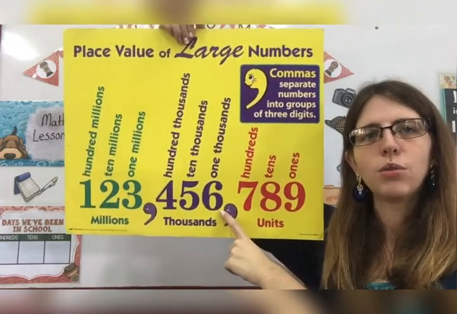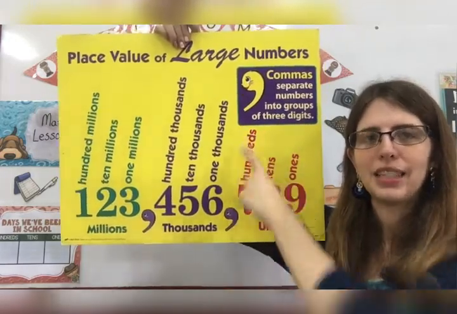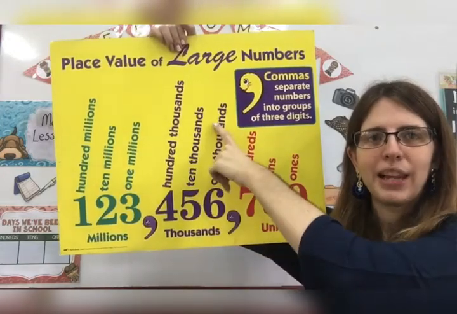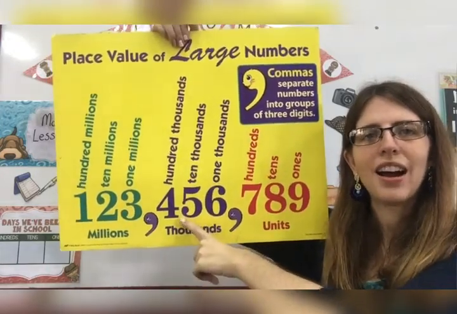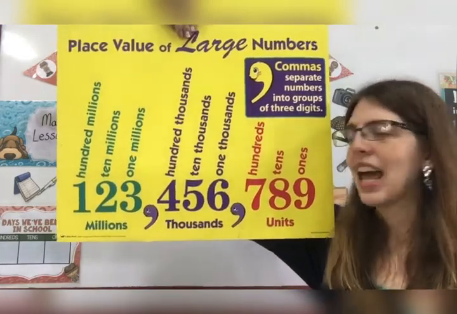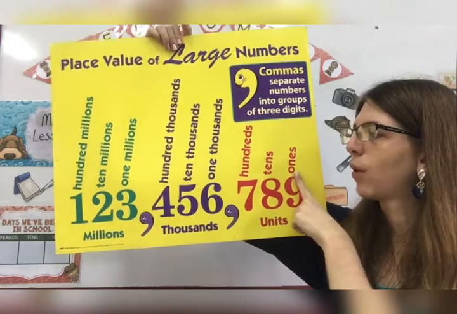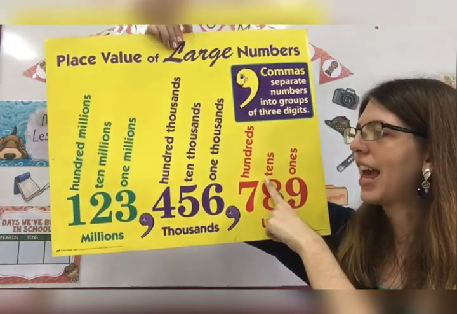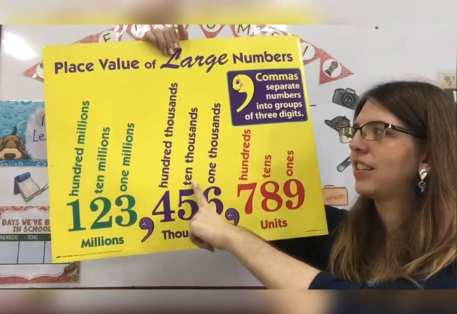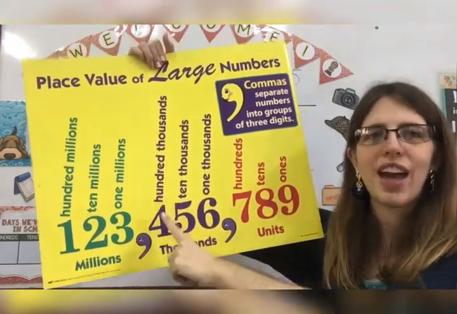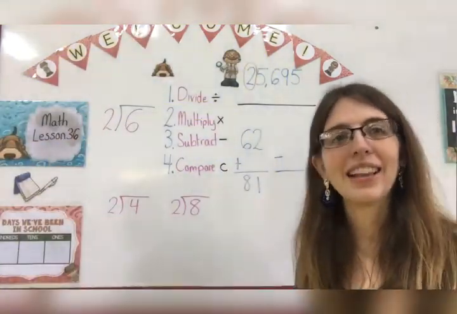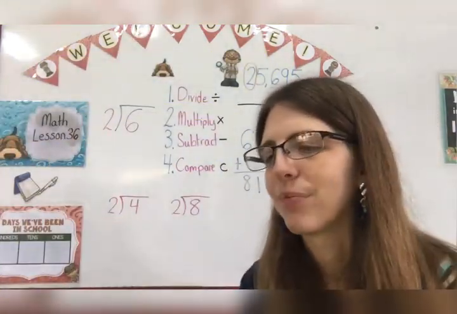The cuarto lugar is the 1000s place. Quinto lugar is 10,000s place. Sexto lugar is 100,000s place. Very good. Let's read them together. Ones, tens, hundreds, 1000s, 10,000s, 100,000s. Very good. You're going to be practicing with that a little bit on your paper today.